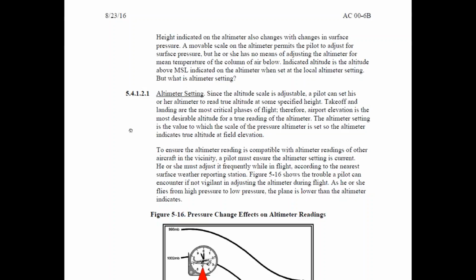A pilot must ensure the altimeter setting is current. He or she must adjust it frequently while in flight, according to the nearest surface weather reporting station. That's just going back to general aviation aircraft, like the example I gave, flying from here to Salt Lake. You would adjust your altimeter setting 5 or 6 times probably along your route as you're flying over different airports.